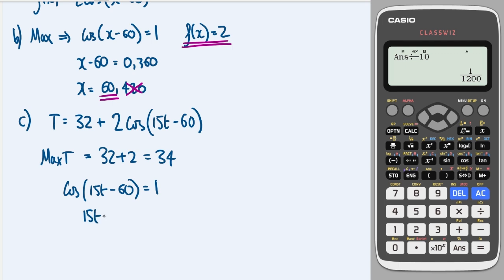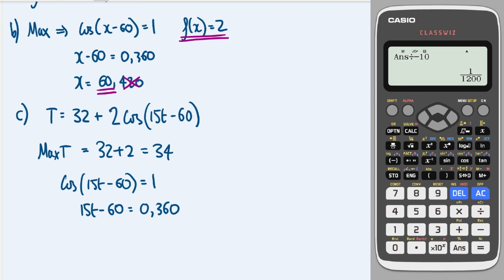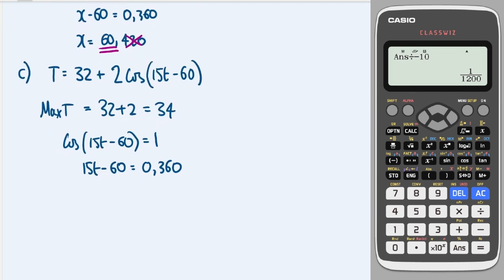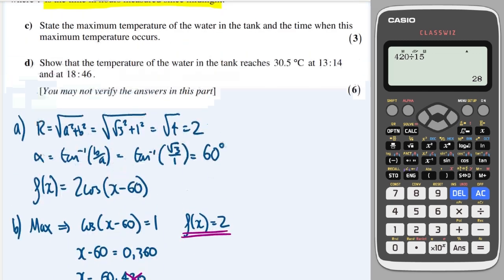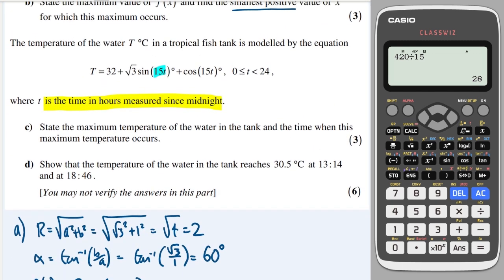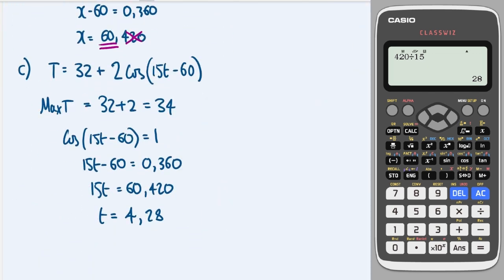And this will happen when the cos function equals 1. So therefore 15t minus 60 will equal 0 or 360. So therefore 15t will equal 60 or 420. So t will equal 4, and 420 divided by 15 is 28. It says that t is between 0 and 24, so we need to reject that one and just accept that t is equal to 4 at the maximum temperature.